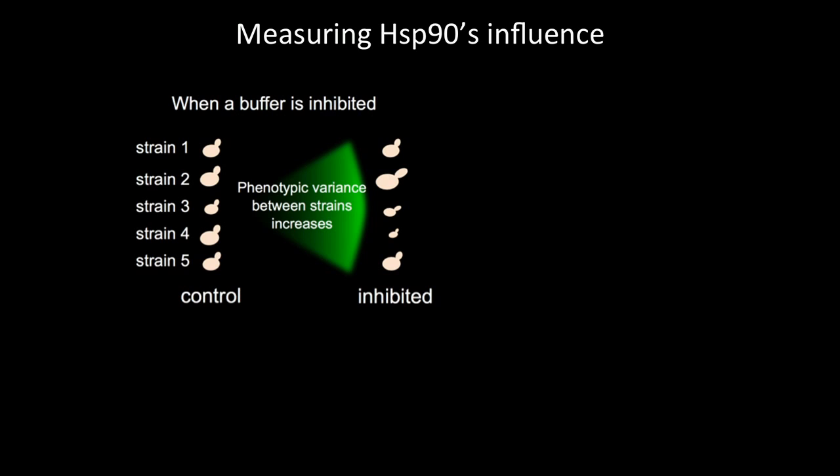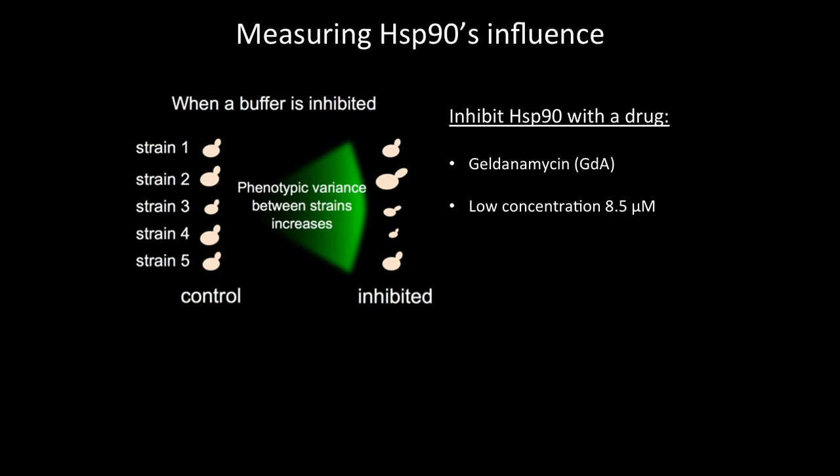And the way we quantify the effect of Hsp90 is similar to what previous studies have done. We inhibit Hsp90 and see if phenotypic variation is revealed between strains. And the way we inhibit Hsp90 is with a drug called geldanamycin. It's administered at low levels, levels that have a minimal effect on the growth rate of yeast cells. So the first result I want to show you is that we can confirm the results of previous experiments showing that Hsp90 tends to buffer genetic variation in nature.